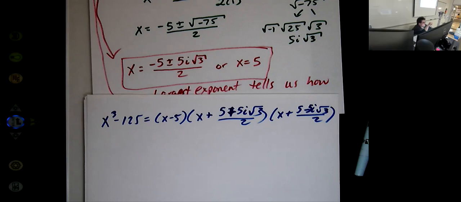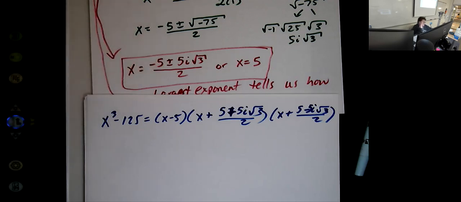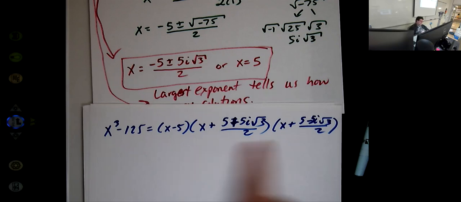When you said that the largest exponent tells you how many solutions there are, and the exponent is 3, and you have 2 solutions? If you ended up with 2, you did something wrong. This one counts as 2 because of the plus or minus. Oh, that's right. And that's why I showed it split up right here.